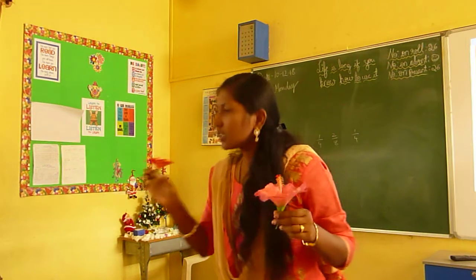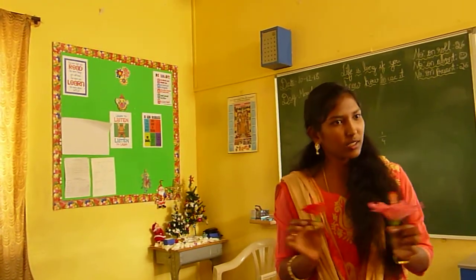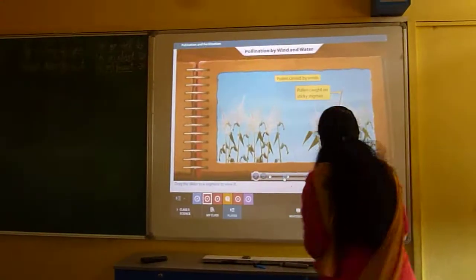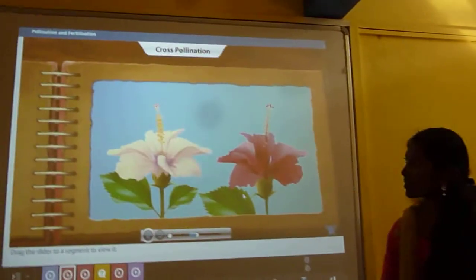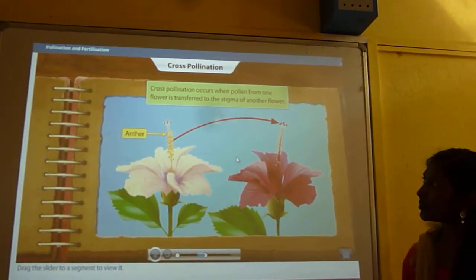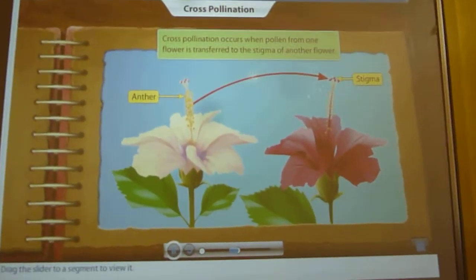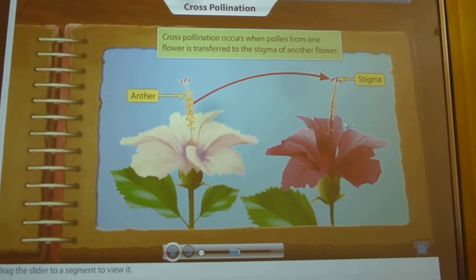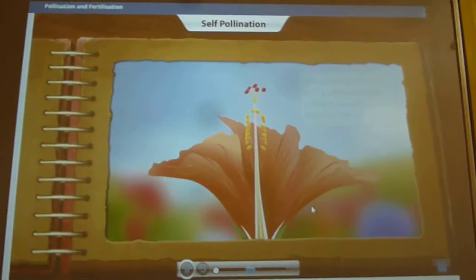Next, cross-pollination. Cross-pollination is when the pollen grains get transferred from the anther of one flower to the stigma of another flower. Clear, children? Okay, now we'll quickly see this. Okay, see, this is cross-pollination. Can you see the pollen grains moving from the anther to the stigma? So this is called cross-pollination.